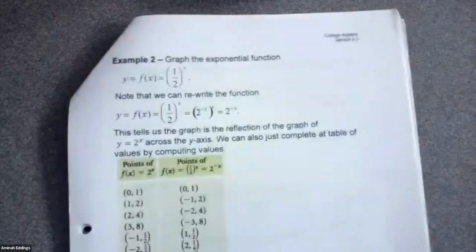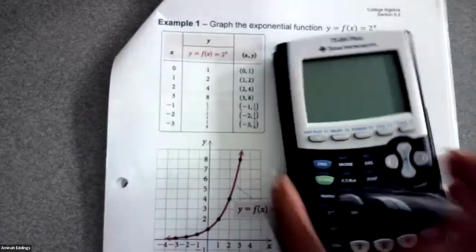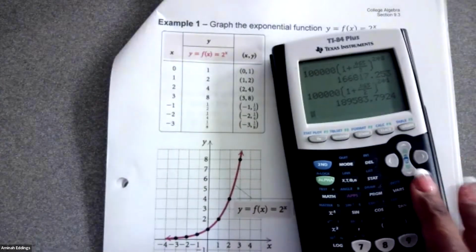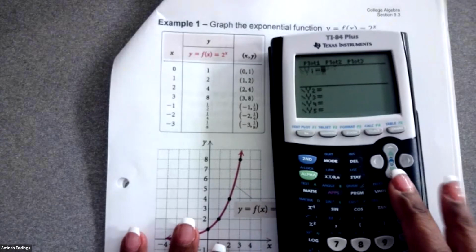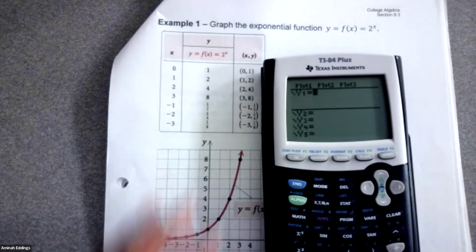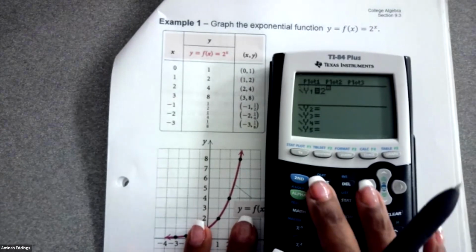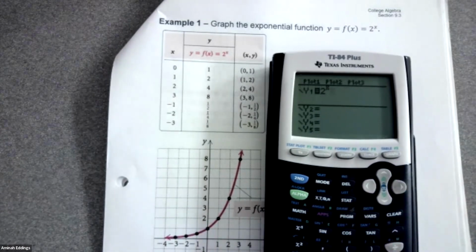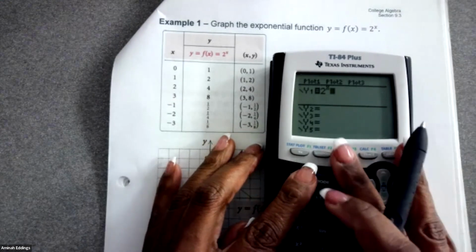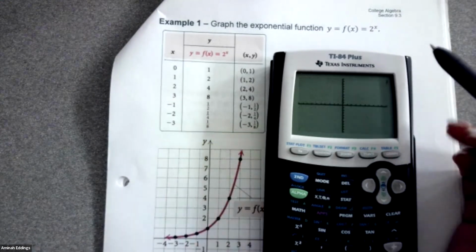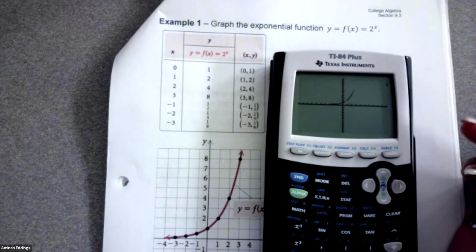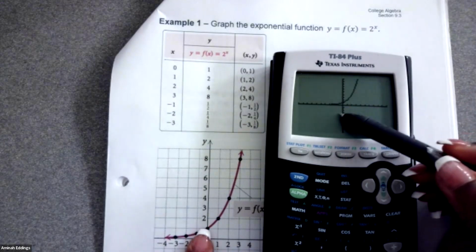Okay. Let's look at another one. And actually, let me go back for a second. Also keep in mind that if you're being asked to graph, you can also use your calculator. So if we wanted to graph y is equal to 2 to the x, then we type in 2, use our raised arrow, and we get 2 to the x power. Okay, if we want to look at that graph, if we hit zoom 6, then you will see the same graph that was created here.